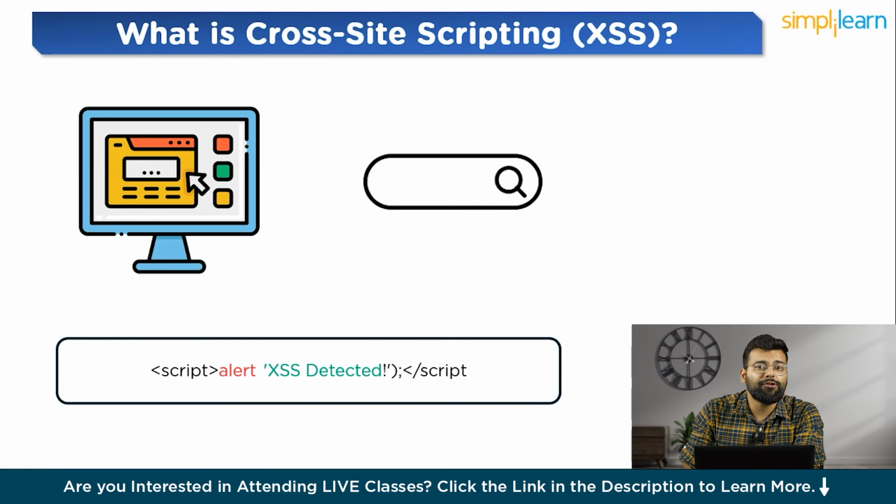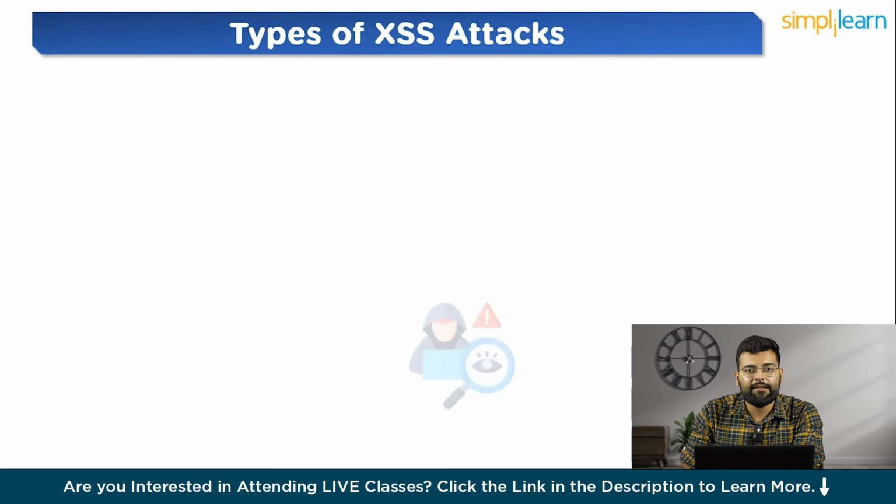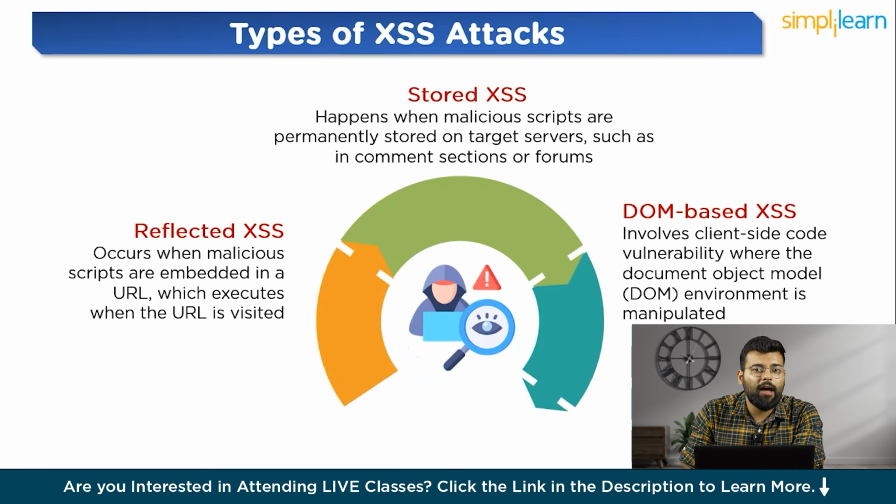Now we'll move to the types of attacks. Number one on the list is reflected XSS, which occurs when malicious scripts are embedded in a URL, which executes when the URL is visited, and is common in sites that reflect user input, like search engines. Next on the list is stored XSS, which happens when malicious scripts are permanently stored on target servers, such as in comment sections or forums. The script is then served to users who view the infected content.